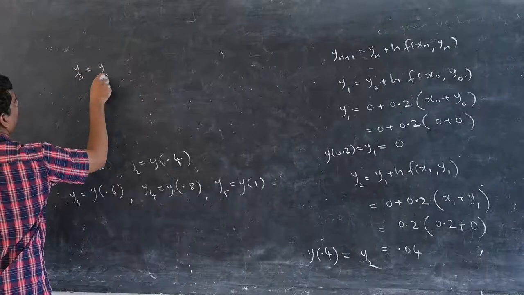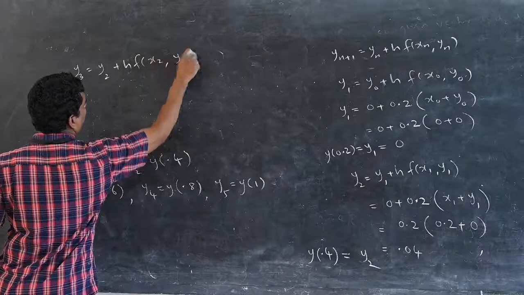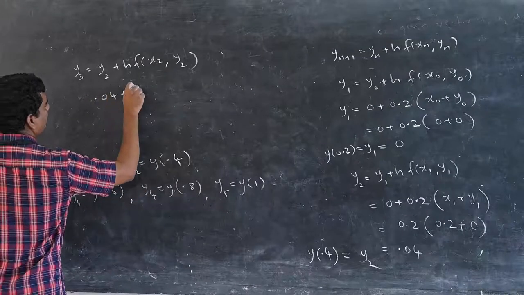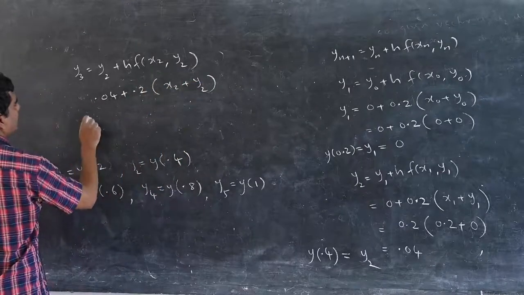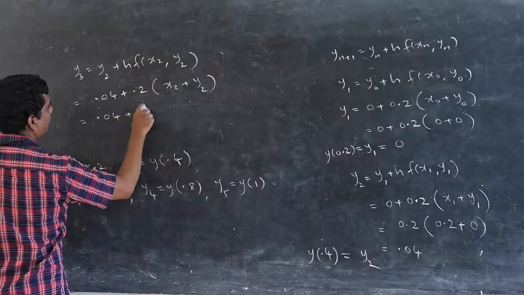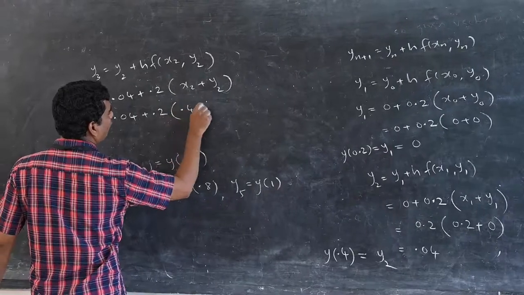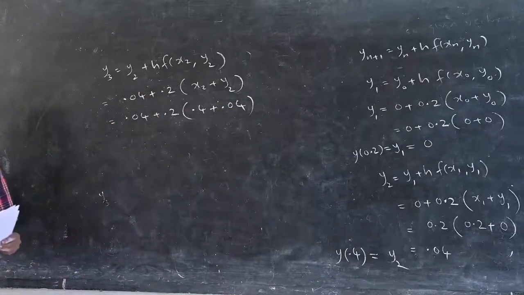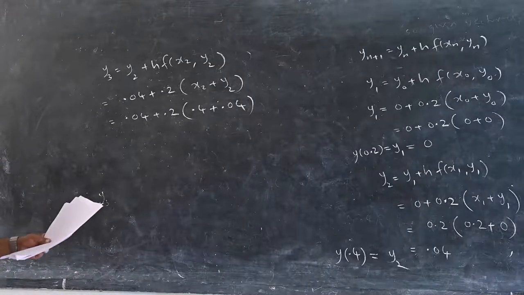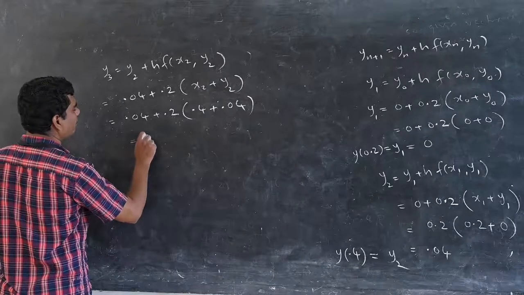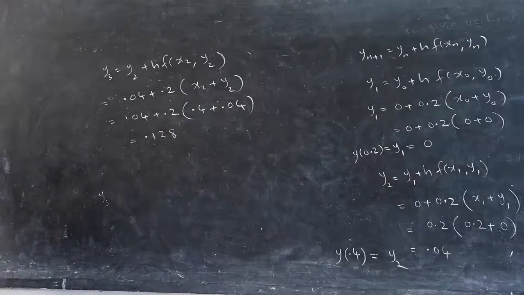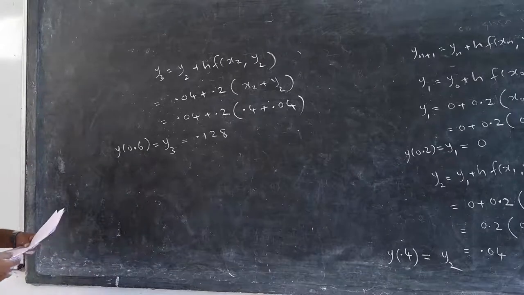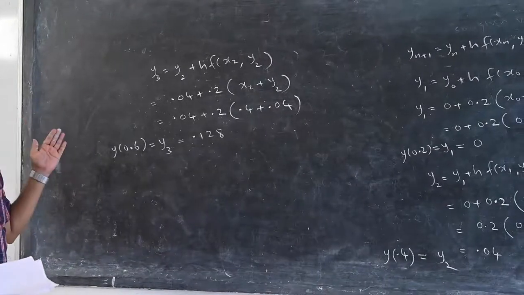Now y3. y3 is equal to y2 plus h into f of x2, y2. We have y2 equal to 0.04, h is 0.2, x2 plus y2. It is 0.04 plus 0.2 into x2, which is 0.4, plus y2, which is 0.04. Calculate this using a calculator. So we get the value 0.128. So y3 is y of 0.6. y3 is the approximate value of the solution at 0.6 using the Euler method.